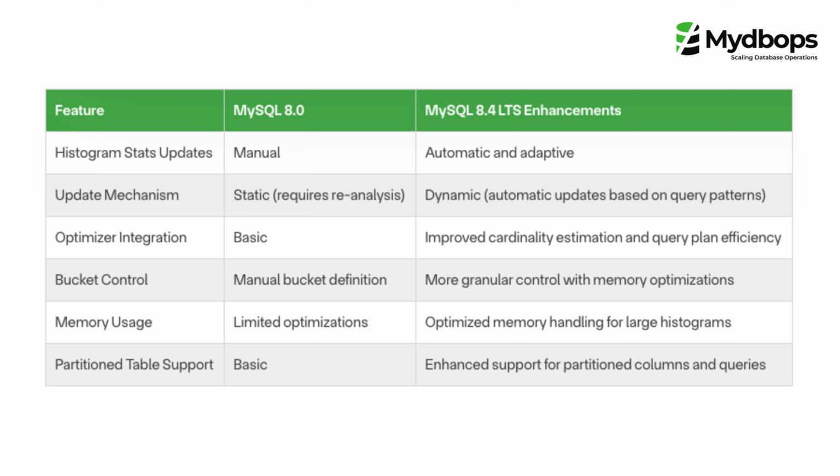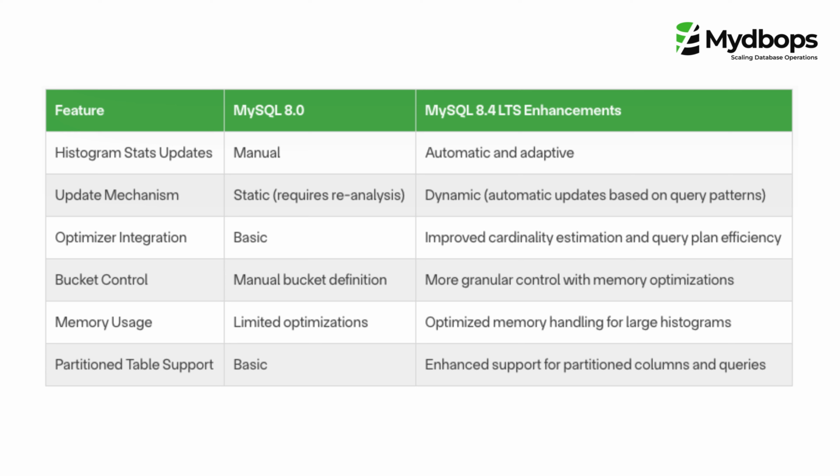Exactly. Now, what about folks working with partition tables? What's in 8.4 for them? Partition tables get a huge performance boost, especially for complex queries across multiple partitions. 8.4 keeps histograms for each partition. I see. So the optimizer can make smarter decisions about which partitions to even touch. Wow. So it's even more efficient when you're dealing with those big partition tables.